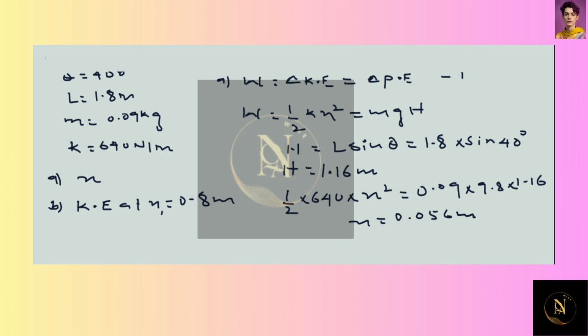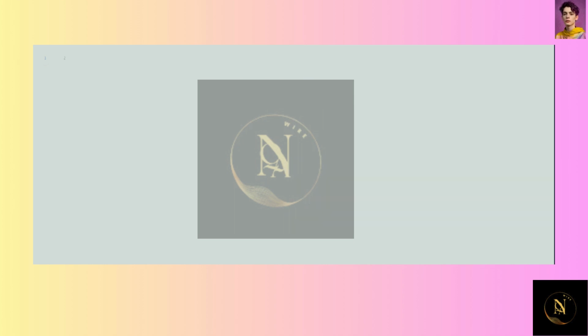All right, now let's solve part B. Since the spring will lose the contact with the spring at x is equal to 0.056 meters, then it will also lose contact at x1 is equal to 0.8 meters. So at x1, it will also lose contact.